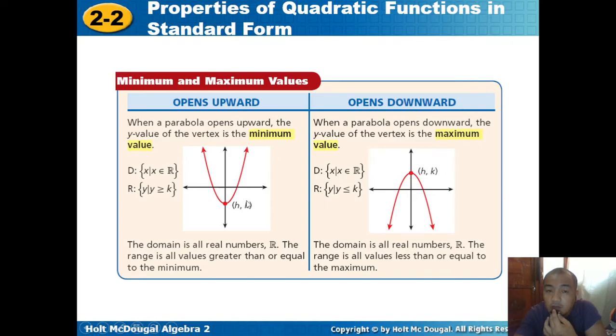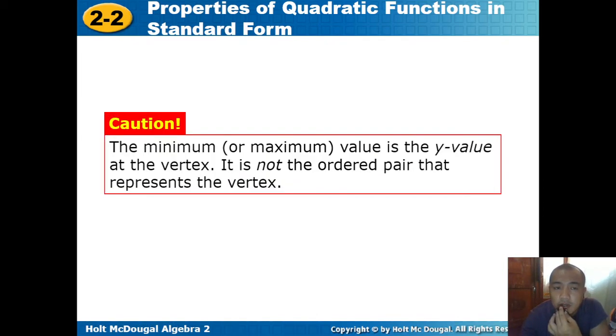The k value of the vertex is the minimum or maximum of the quadratic function. The minimum or maximum value is the y value of the vertex. That's what I was saying. The y value of the vertex is the minimum or maximum. It is not the ordered pair that represents the vertex.